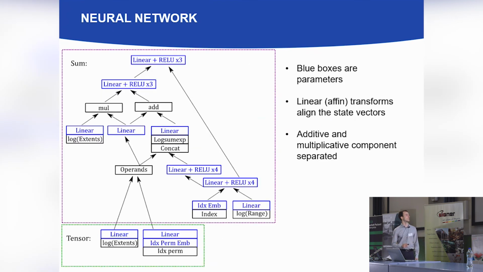So a sketch of the structure of our neural network is here. The blue boxes are the parameters that the neural network can learn. We have these linear transformations that align the state vectors to be in a composite, structured space. And one additional specialty of this network is that we try to handle the multiplicative effects and the additive effects of the runtime separately.